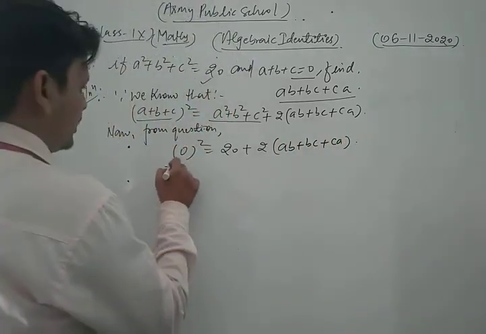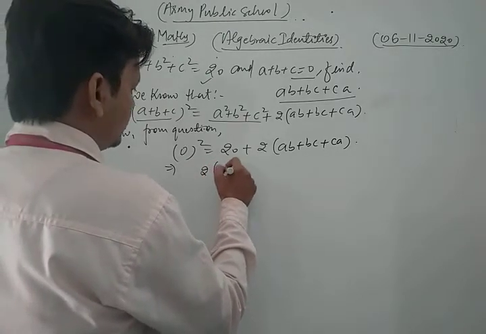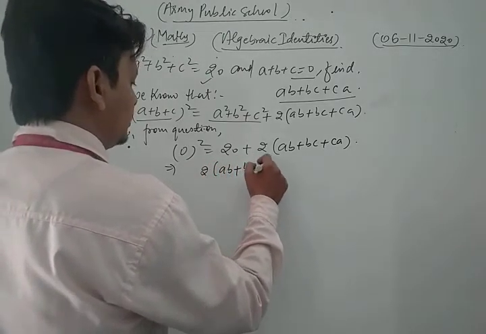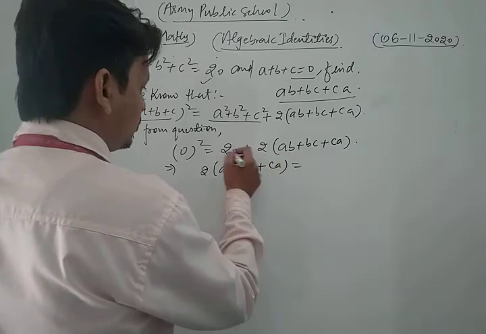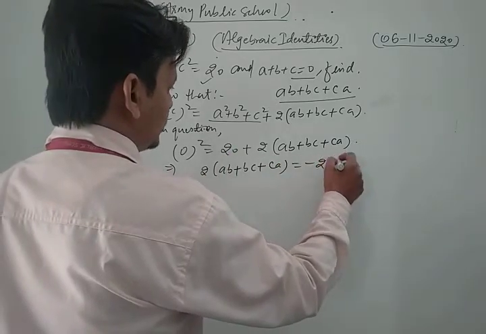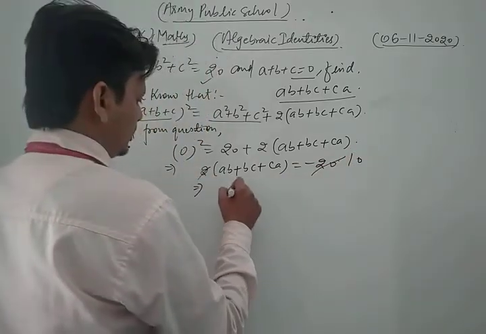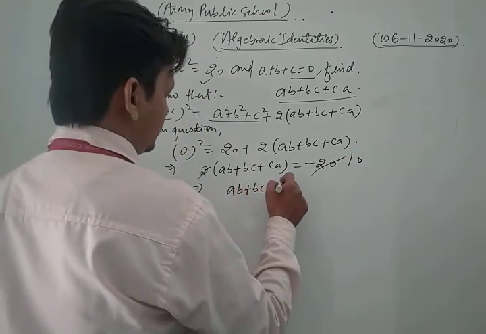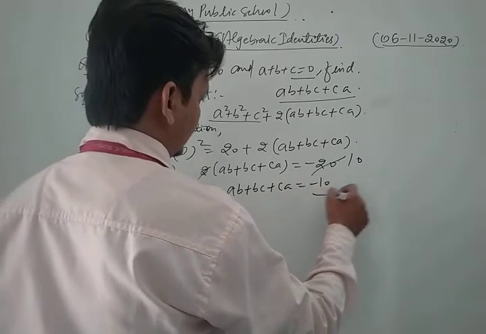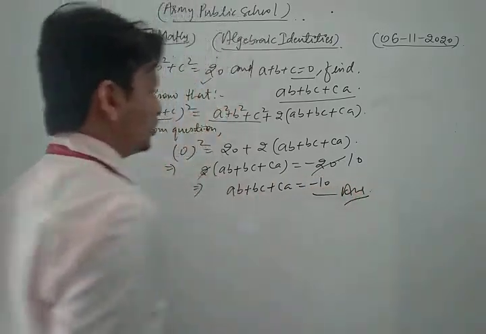Now look, we have 2 times (ab plus bc plus ca) is equal to minus 20. Transfer that side, minus 20. Thus 2 times the 20, that is, the value of ab plus bc plus ca is equal to minus 10. This is our required solution of the given question.